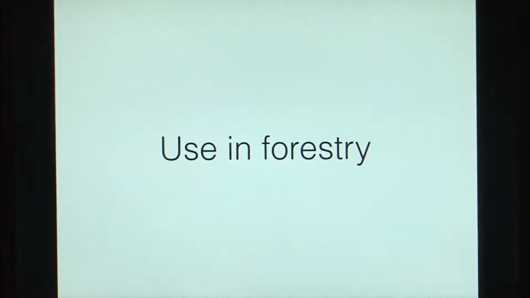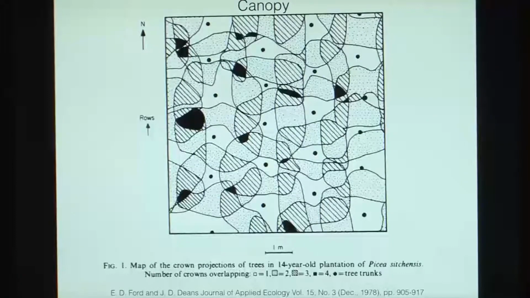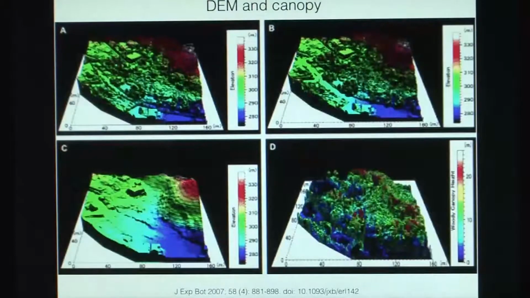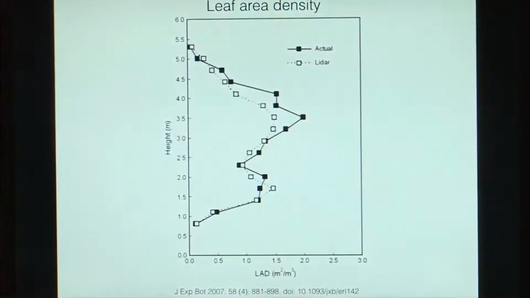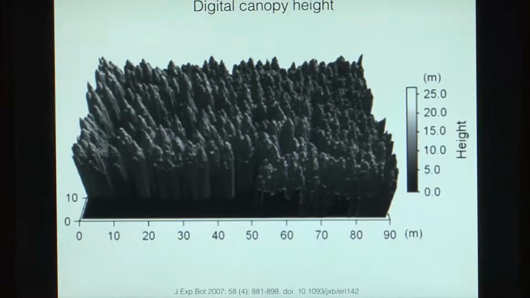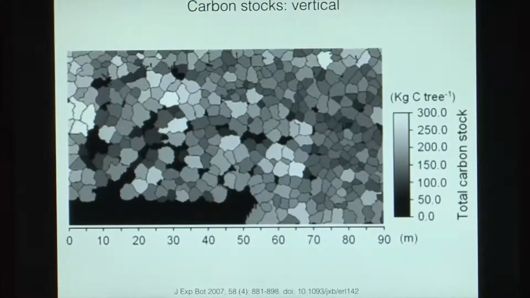So, what is the use of LIDAR in forestry? In the case of forestry, we need to know information about the canopy cover. With LIDAR, we can get the digital elevation model of the land, and we can get the canopies. We can even get canopy structure, in the form of cross sections at different points or different heights. We can get the height of the tree, we can get the leaf area density, and we can digitally calculate the canopy height of all the different trees. We can compute all this information together to get carbon stocks. This figure tells us how many kg of carbon there are in each of these trees.